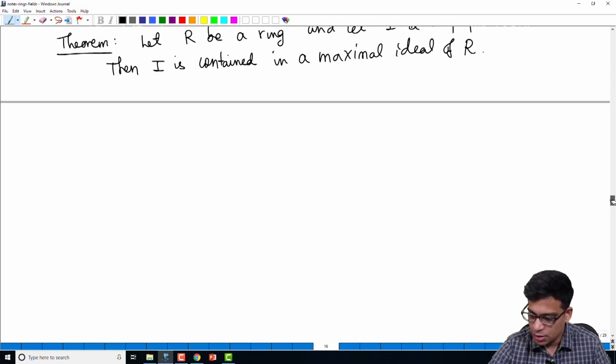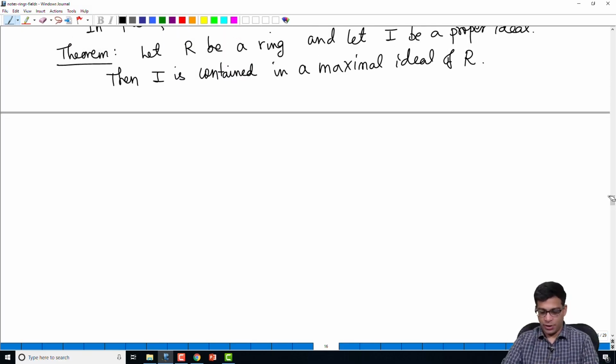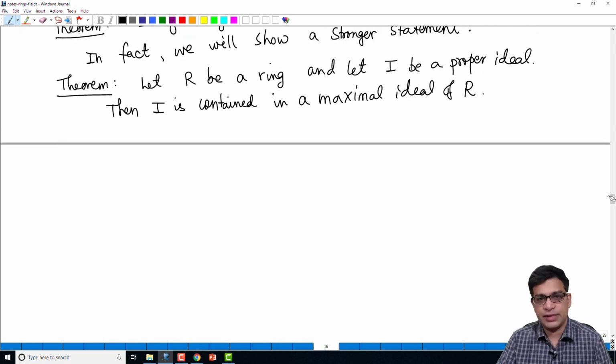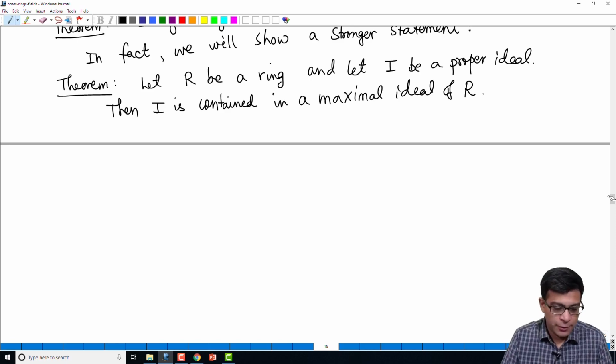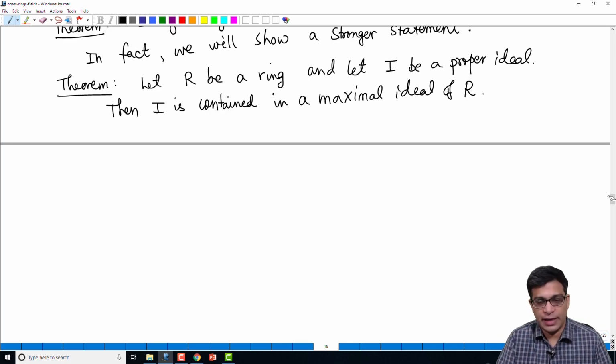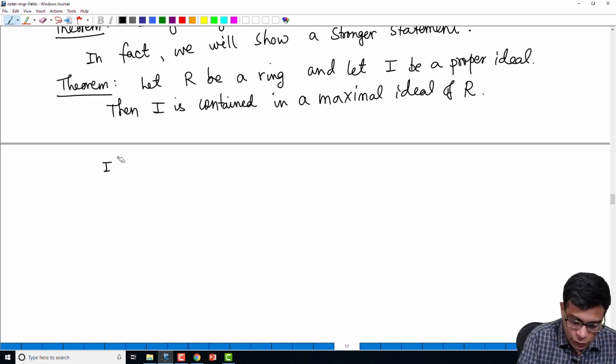So why is this? Think about how to prove such a statement. Suppose you are given an ideal I. You want to show that it is contained in a maximal ideal. How do we start? Suppose I is maximal, then you are done, because I is a maximal ideal and I contains I. If I is maximal, you are done. Suppose I is not maximal, then by definition of not being maximal, I is contained in a bigger ideal. It may not be a maximal ideal, but I is contained in a bigger ideal. So this is the idea of the proof.